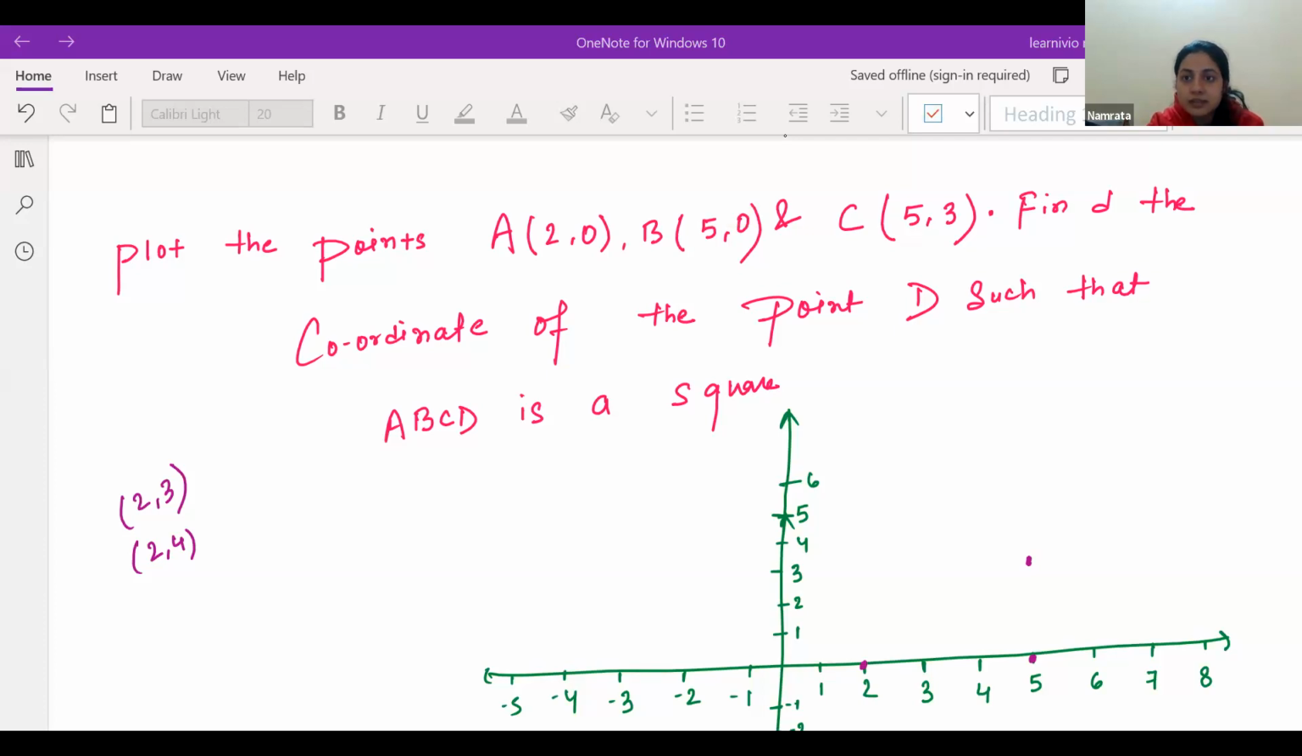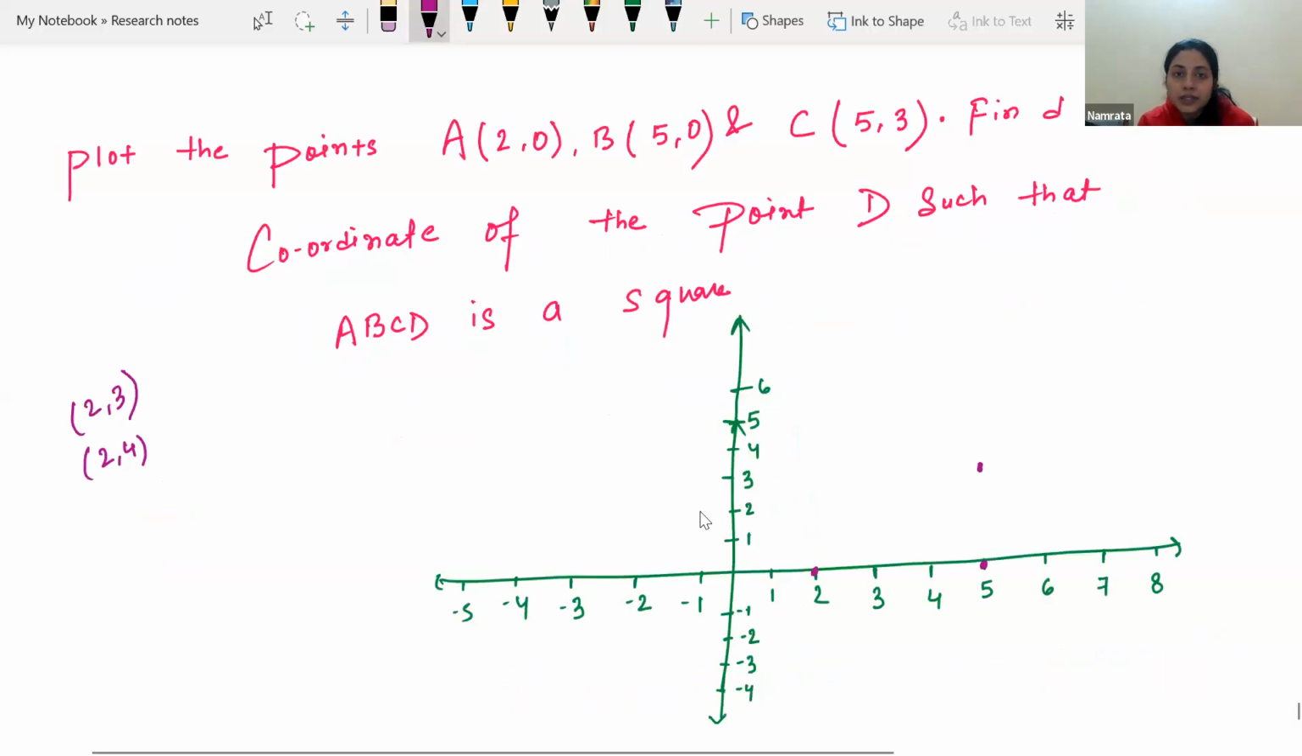No idea? Let's see how we can do it. So it says to plot the points A, B, C. We need to plot them on the coordinate axis, locate the points there, and from there figure out the coordinate of point D such that ABCD is a square. So let's locate point A, (2, 0).